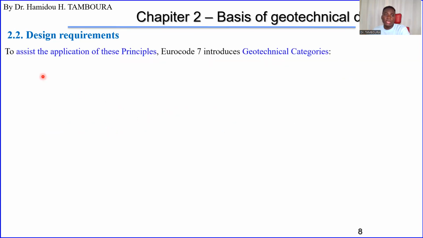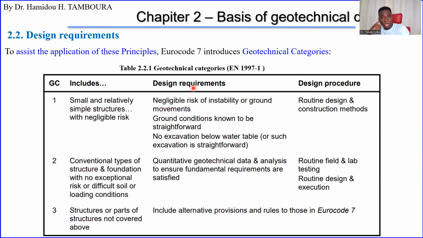To assist the application of this principle, Eurocode 7 introduces geotechnical categories. There are 3 categories according to the risk and complication of any project. It's very important for you to understand this because this is the basis of design. As I told you, there are 3 categories: category 1, 2, and 3. Category 1 is just for small and relatively simple structures with negligible risk.